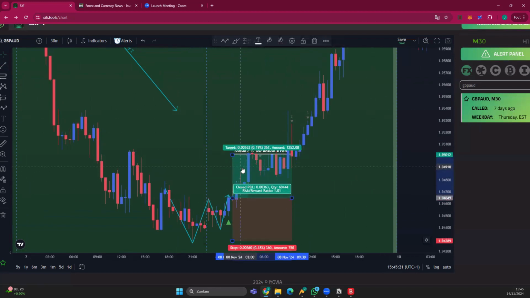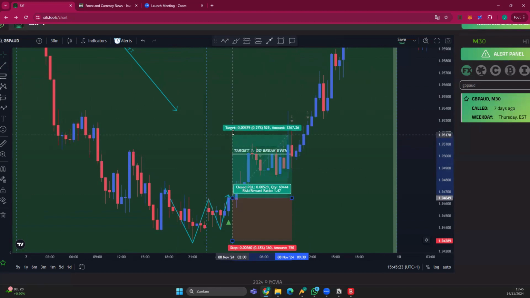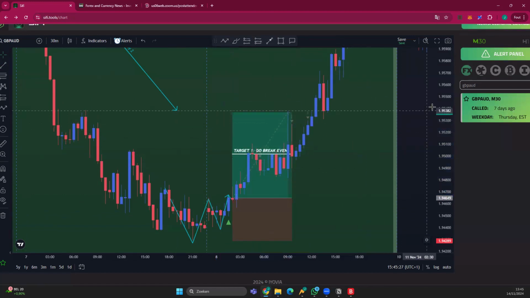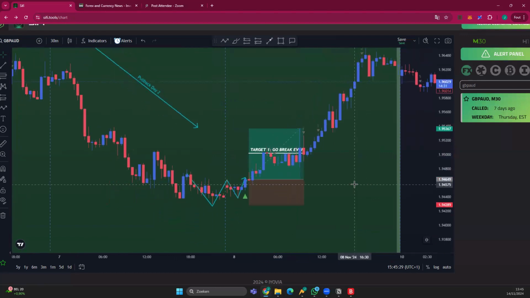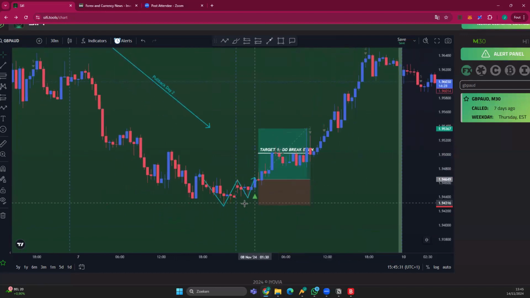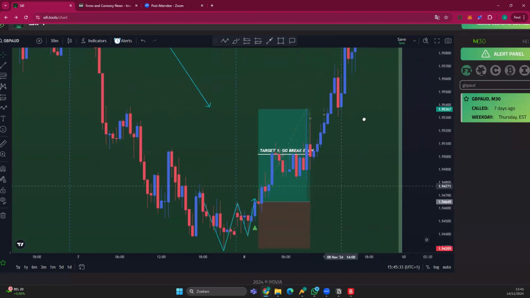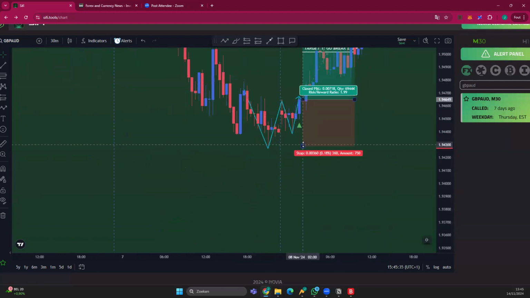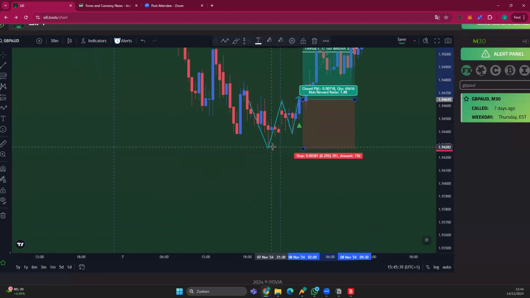I personally don't take partials. I just let it run, and we let it run to a 1-to-2 risk to reward. And that's basically it. So this is the full breakdown of the strategy. One thing to take into consideration is when placing your stop loss, you want to have some extra breathing room down here. You want to do spread times 3 below the low, or in a downtrend above the high.